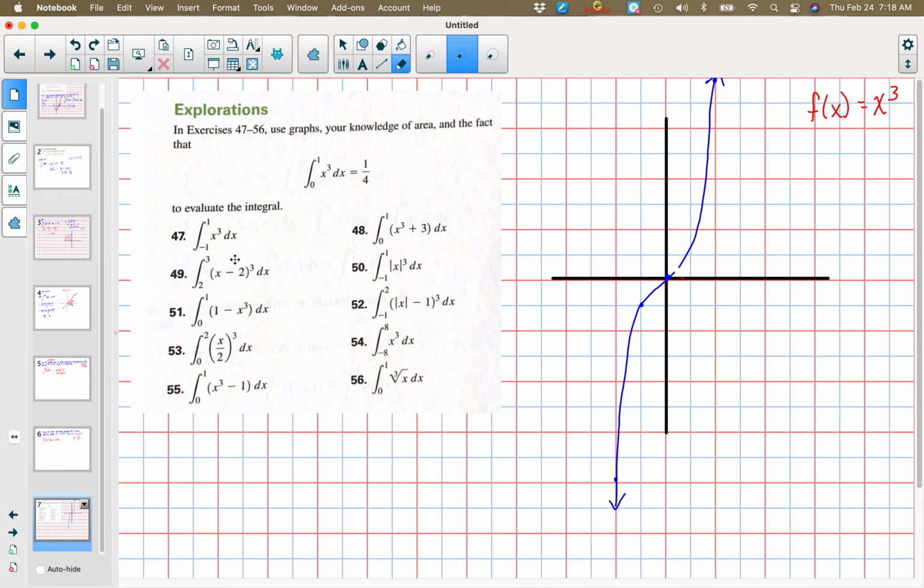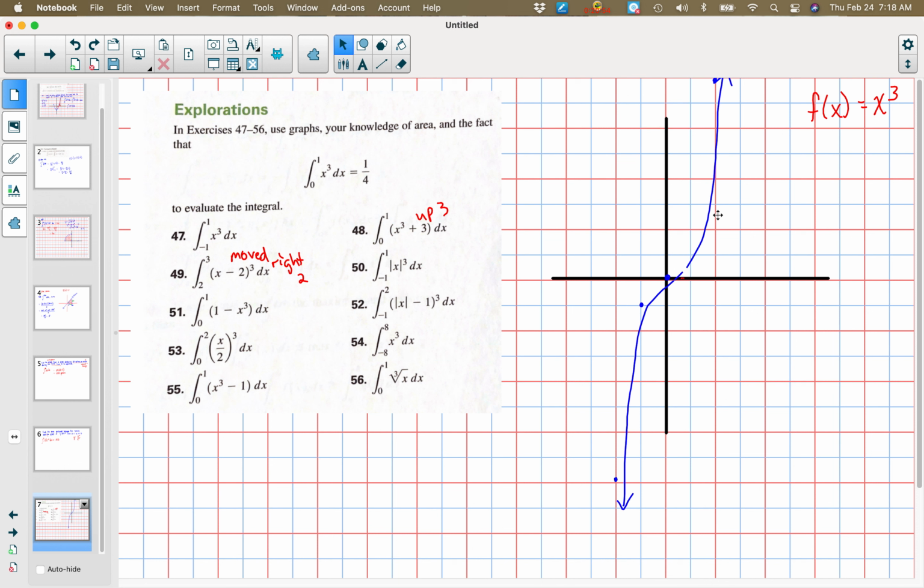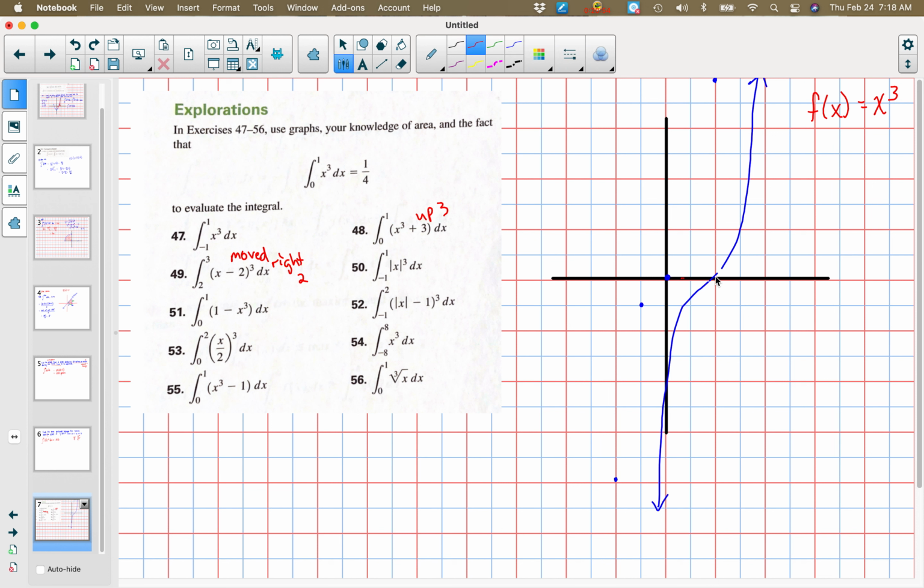It's number 49 that is going to be moved to the right 2. This one was up 3, and that was fine. The parentheses threw me off, second guessing myself. So we want to move this one to the right 2. So if you actually moved this way, and this time they changed the limits of integration. So now we're going from 2 to 3.